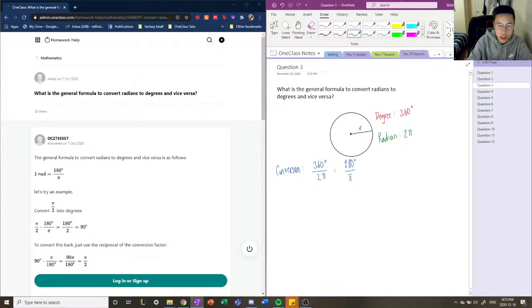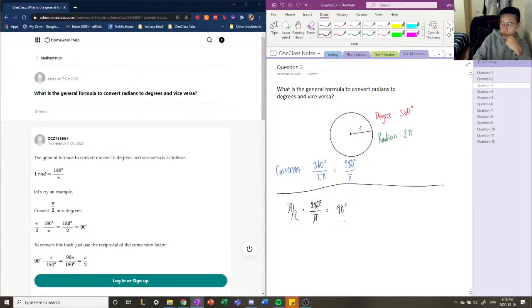The junior tutor then provides us some examples, and I'll run through that now. The first one is that we're given pi over 2 radians, and we're going to convert that to degrees. So we multiply it by 180 degrees over pi. The pi's cancel out, and we get 90 degrees. So now we know that pi over 2 radians is equivalent to 90 degrees, which is a 90-degree angle from the original radius itself.